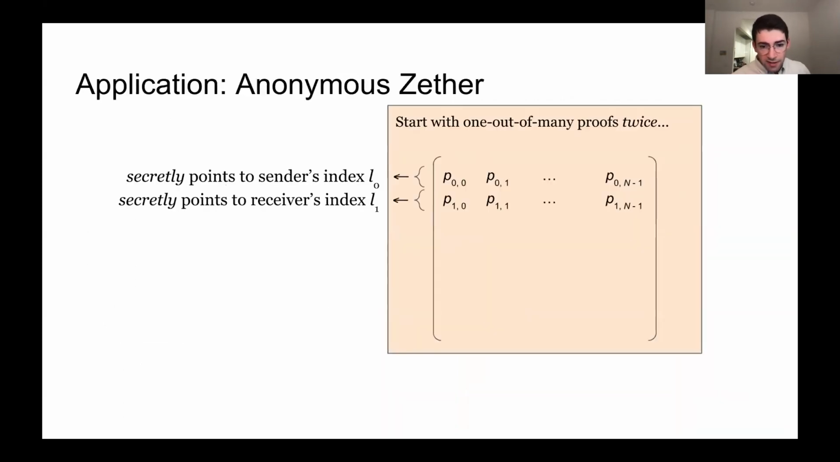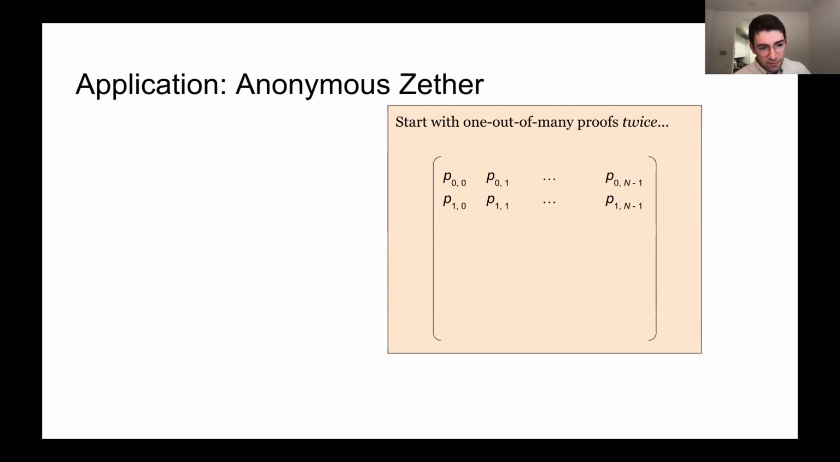Okay, so let's look at actually anonymous Ether, because for the past 20 minutes, I've been just talking about one out of many proofs in the abstract. So with this tool in our hand, how do we get a good protocol for anonymous Ether? The idea is that you run one out of many proofs twice, once for the sender and once for the receiver, and you kind of interleave the two executions. So let's start with running one out of many proofs twice.